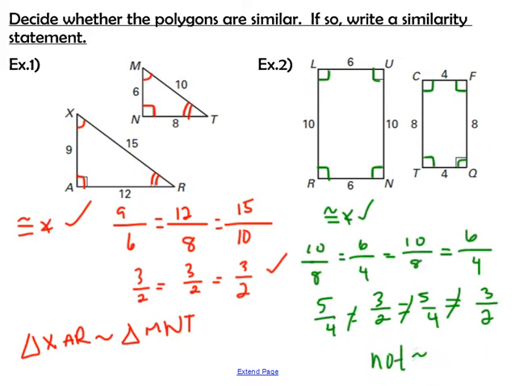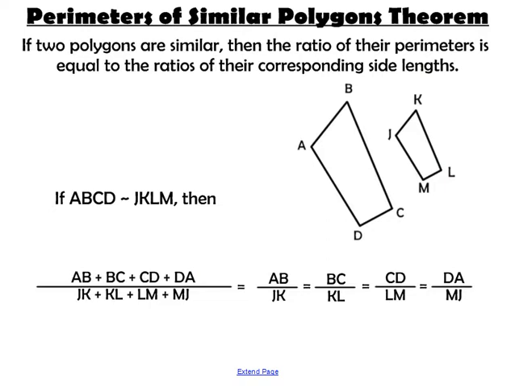and you cannot write a similarity statement for them. The perimeters of similar polygons theorem states that if two polygons are similar, then the ratio of their perimeters is equal to the ratios of their corresponding sides. So if you were to take all the side lengths of one polygon and compare that to all the side lengths of the other polygon together, that simplified ratio would be the same as the simplified ratio of each of the corresponding sides.